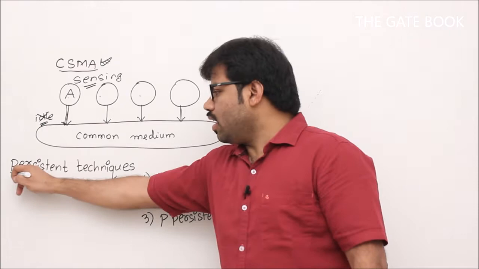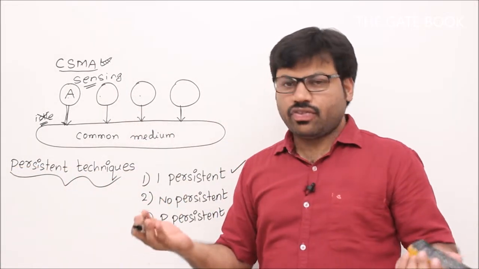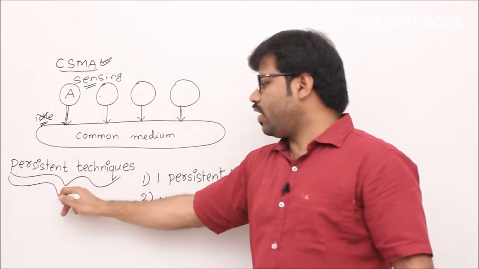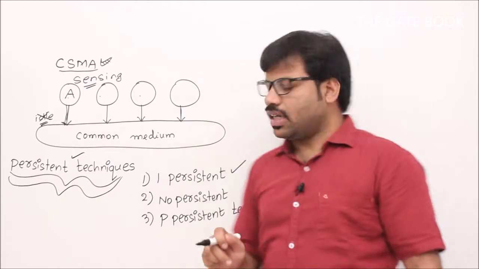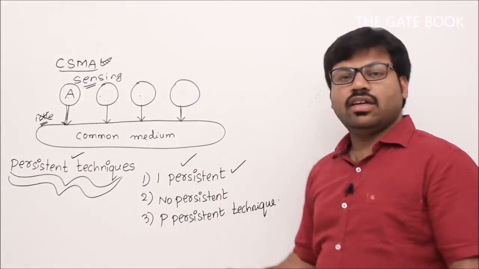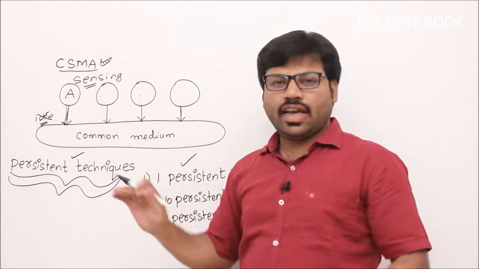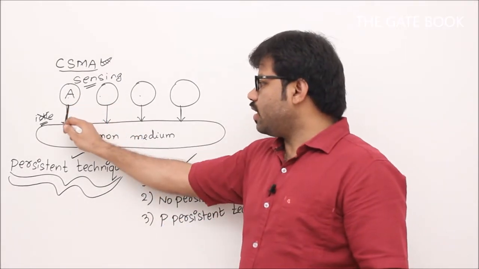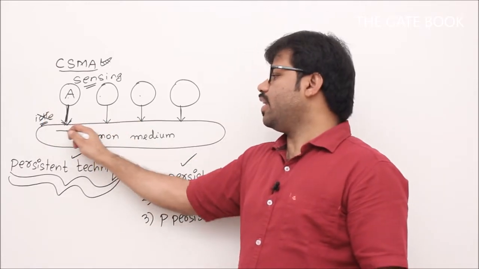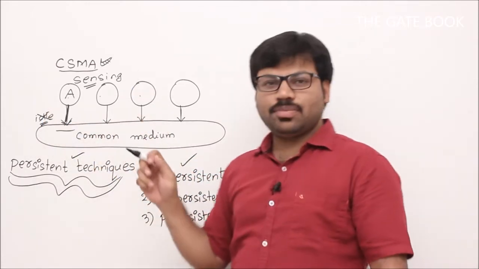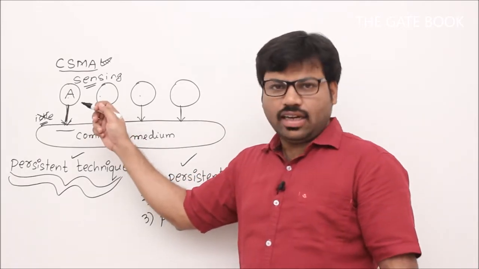So finally, how your stations are going to send the data is the question we have. To answer that, we have techniques in CSMA. They are called persistent techniques. In persistent techniques, you already know one persistent. Let me revise. In the one persistent technique, whenever station A has data, it is going to sense the channel. If the channel is idle, it will immediately send the data into the channel. If the channel is busy, it is going to wait, by keeping on sensing the channel.